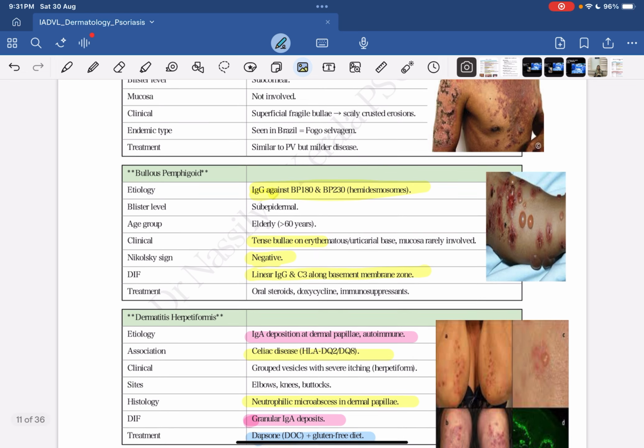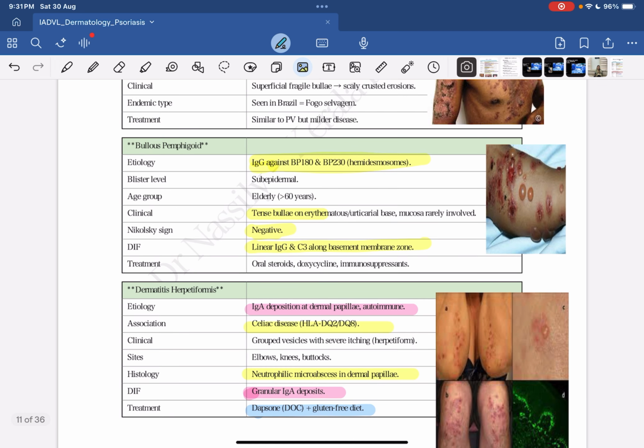Then coming to bullous pemphigoid, it was a previous year question. The etiology is IgG against BP180 and BP230, which are hemidesmosomes. Hemidesmosomes is the important point to be remembered here. The blister level will be subepidermal. It will mainly affect the elderly, greater than 60 years.